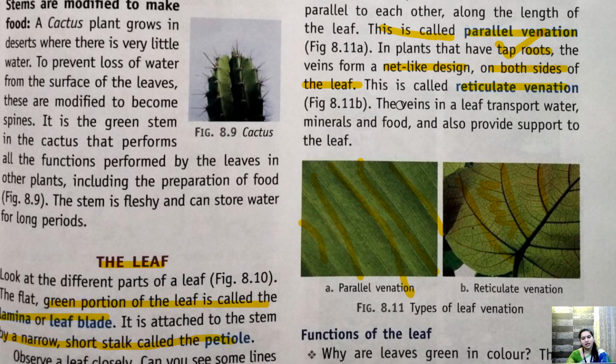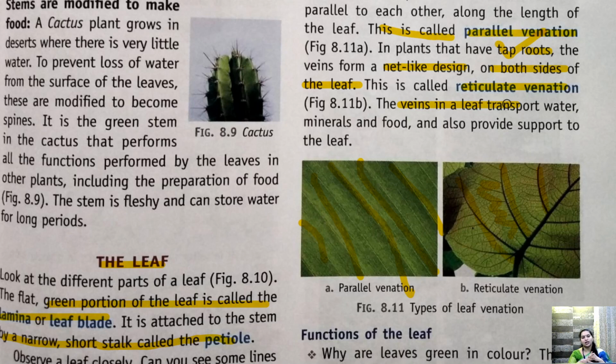So what do veins do? जैसे हमारी बॉडी में भी वेन्स होते हैं, नस होती है छोटी छोटी, तो ये जो नस है हमारी बॉडी में, the veins that are present in our body, what does it do? It helps in the transportation of blood. Alright. Similarly, the veins present in the leaf also help in the transportation of water, mineral, food to the entire part of the body. Okay. So, this is the function of vein.